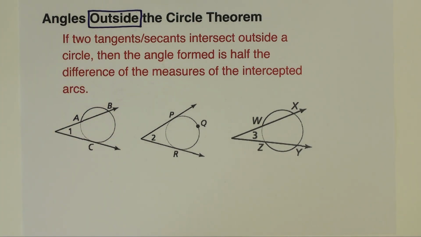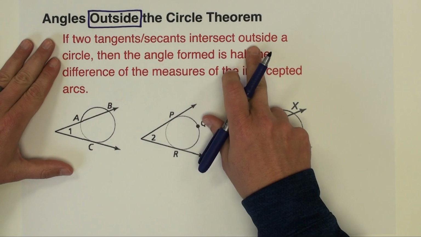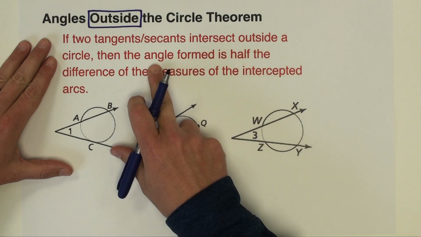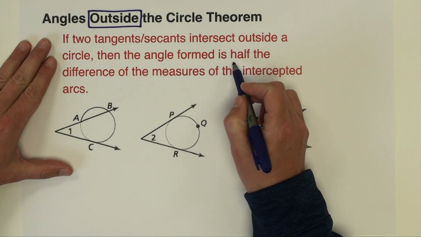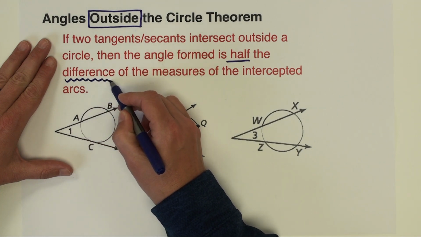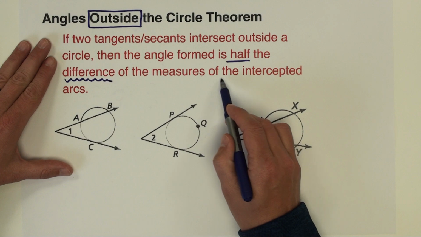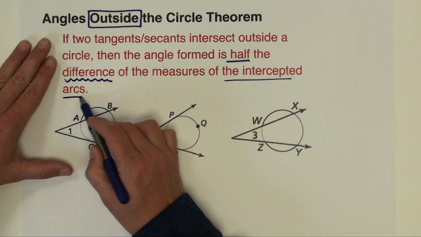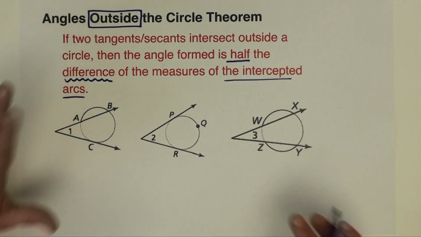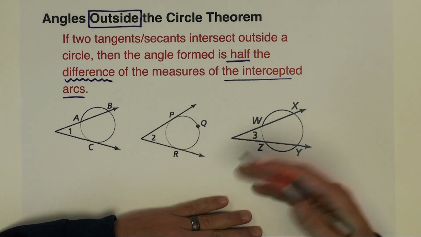Now this is really similar to what we did on the last two examples with the last theorem. So this says we have that angle that's formed on the outside of the circle, then the angle formed is half, so that's the same. The difference, so that's a little bit different, half the difference of the measures of the intercepted arcs. Okay, so let's just take one of these pictures to kind of illustrate and write a formula, if you will. I'll just take the last one, but we can do this with all of them.